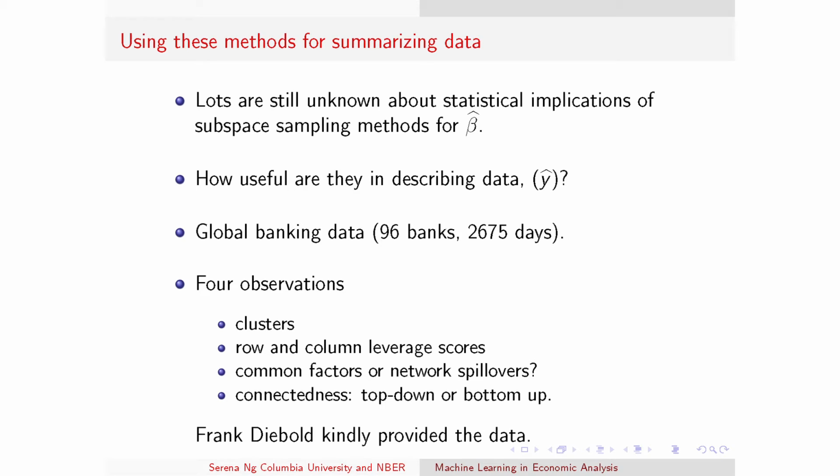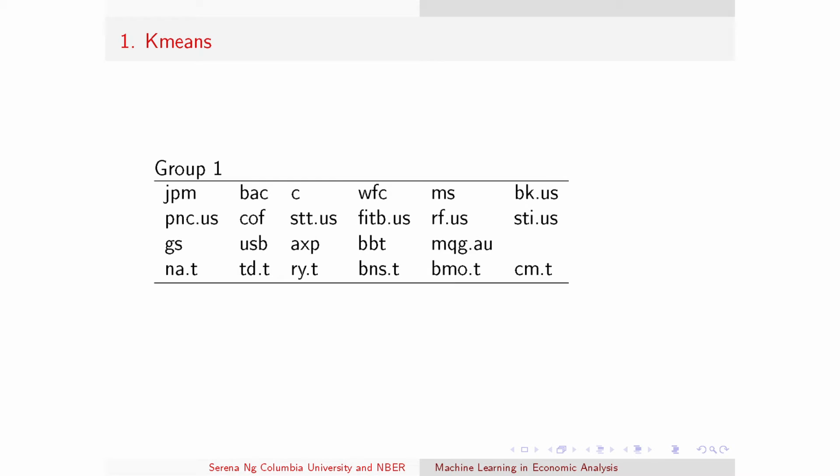So the first thing I tried, I threw it into R and asked it to do k-means clustering and give me three clusters. Honestly I know nothing about this data, but I recognize these guys. In group one, JPM, my wild guess, is JP Morgan, BAC is Bank of America, C is Citibank, and that's Wells Fargo. In the third row, the first one, GS, is Goldman Sachs. I know all these, but what about the dot T's?